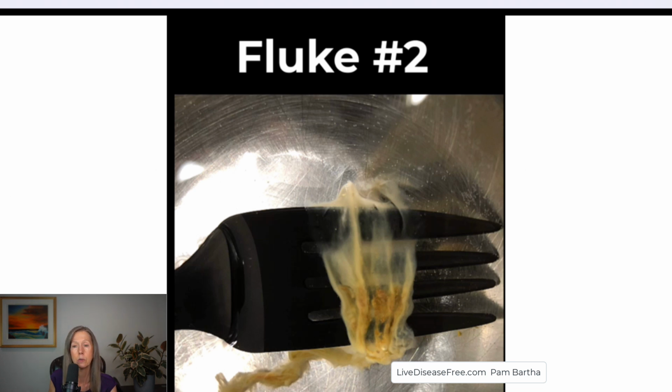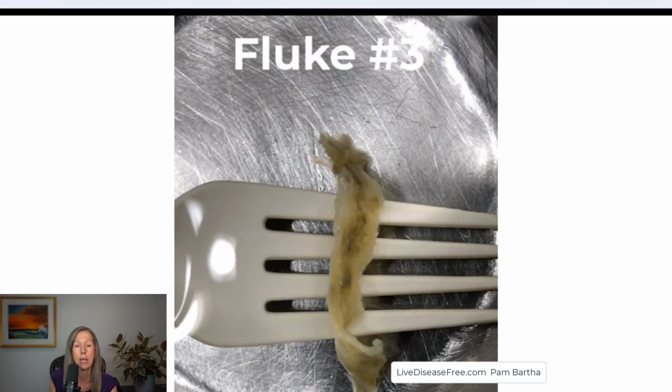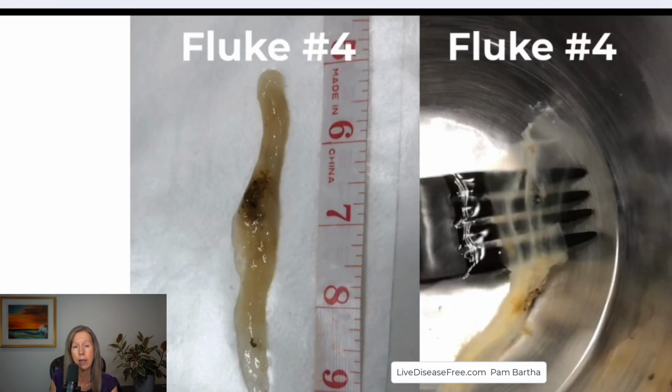Okay, so we'll go to the next one. This one is a different species. I don't know, maybe it's an immature form, but it's definitely smaller. And I think that's the only picture I have of that one. So this is number 4. These are all different ones.